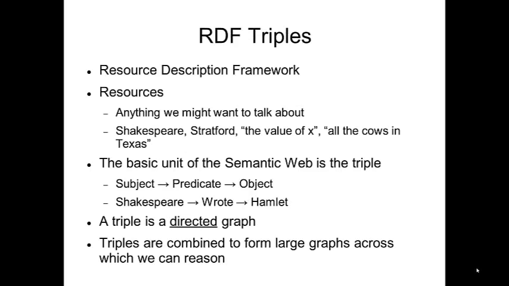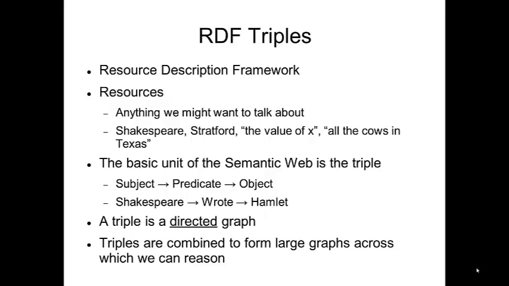Okay, so the semantic web is basically built from what are called RDF triples. RDF stands for Resource Description Framework. I can never remember what it stands for, but it's Resource Description Framework. And the resources referred to are anything that we might want to talk about.